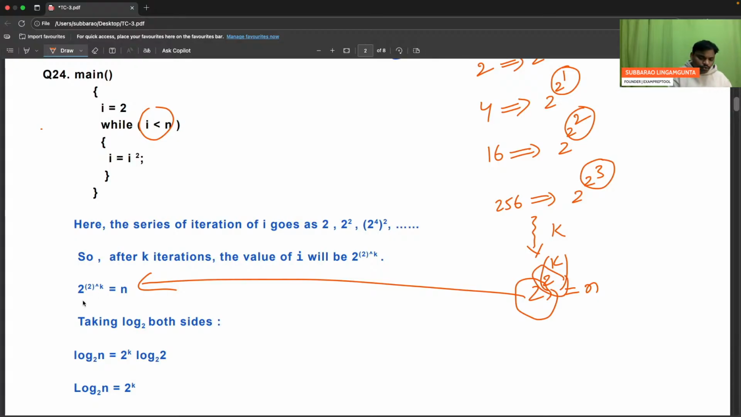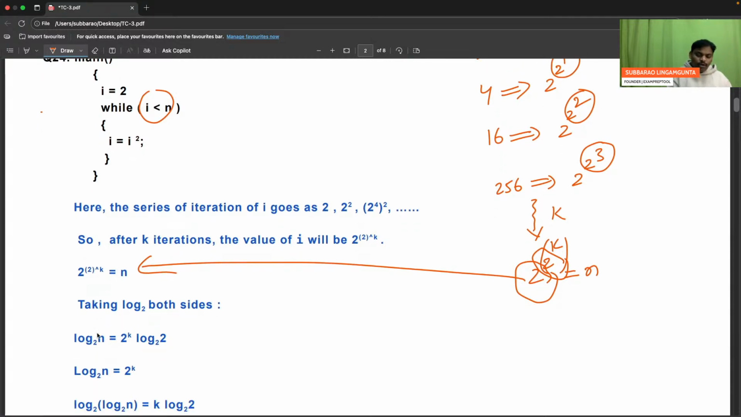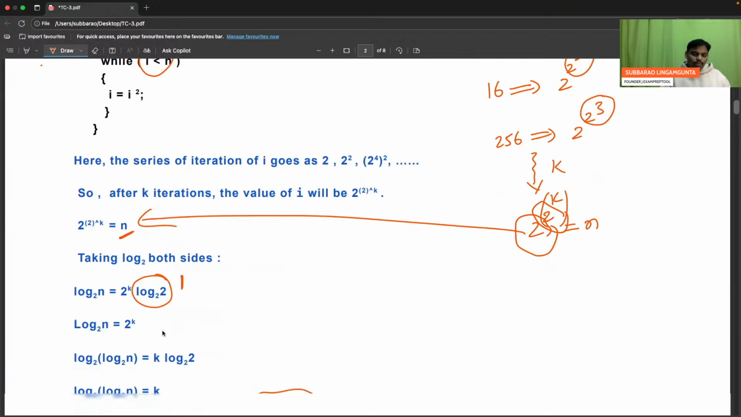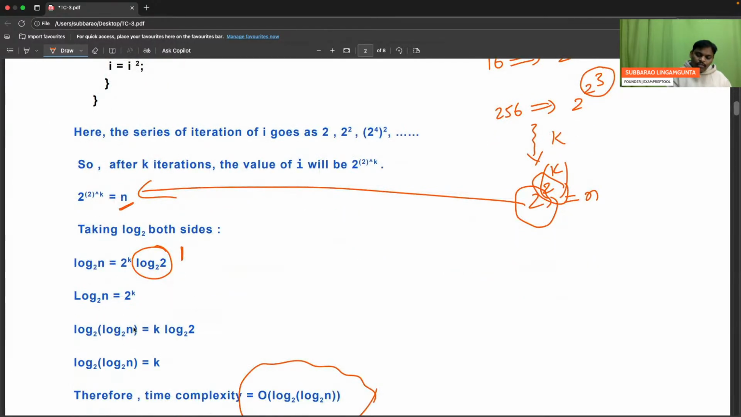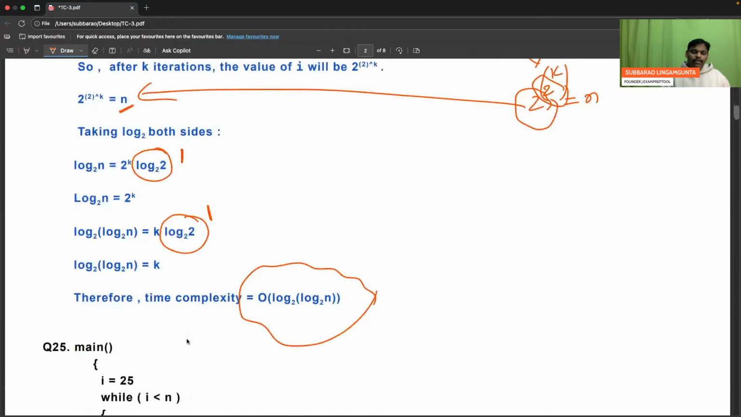So 2 power k is equal to n. If you apply log base 2 one time, the right side becomes log n base 2, and the left side is 2 power k into log 2 base 2, which is 1. If you apply one more time, log n base 2 on the right side, and on the left side k into log 2 base 2 becomes 1. Finally, k is log n base 2. So time complexity is log log n base 2.